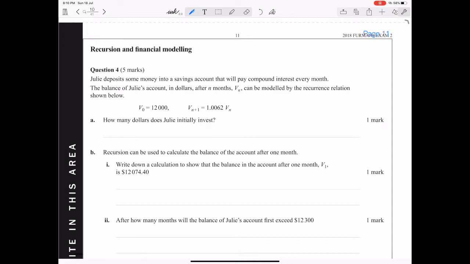So you should know that in a recurrence relation, the V0 is the initial money, and this rule over here represents the savings account that pays compound interest every month. So from the recurrence relation, we know this is the initial, and this is the value after each year once you sub the value for the previous year in the equation. So initial value is V0, so therefore we know Julie's initial investment is $12,000 as stated from the recurrence relation.